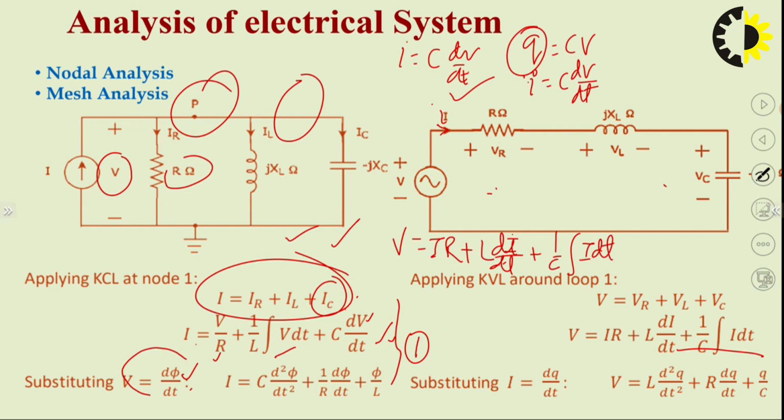Similarly, we can write here, we know that I is equal to dq by dt. So, we can write here L d square q by dt square plus R dq by dt plus q by C. So, this is another differential equation for this network.